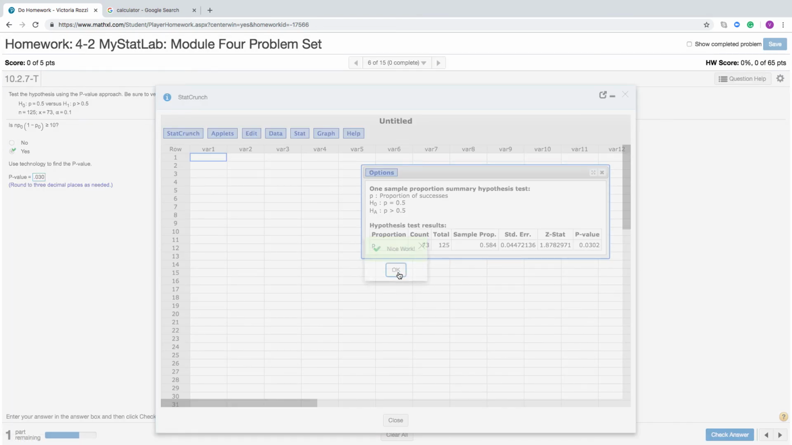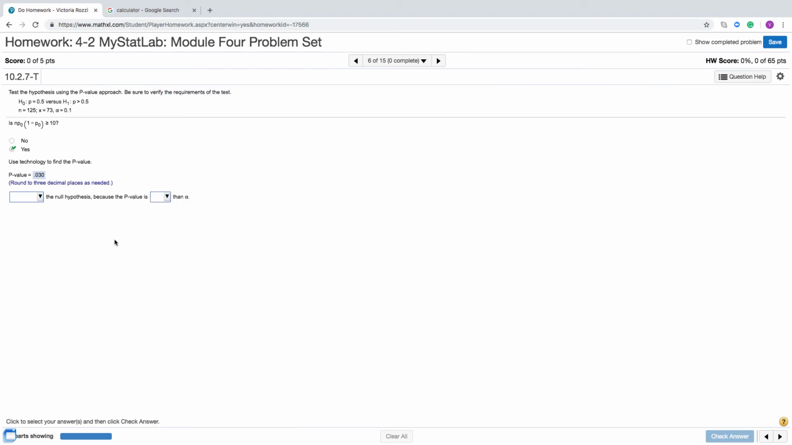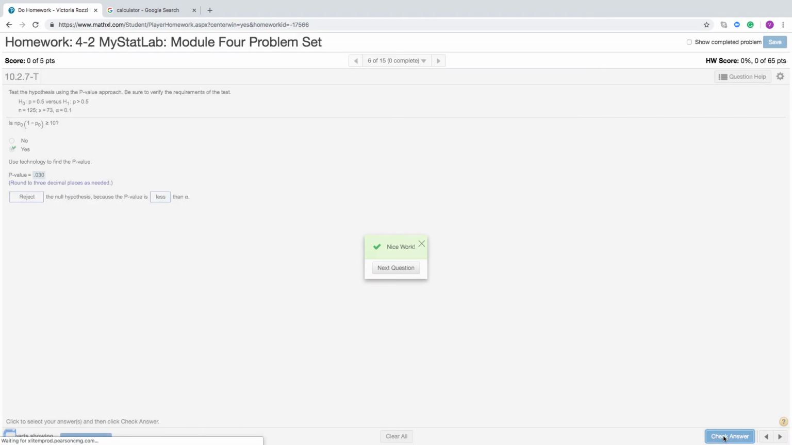So I'm getting that, and then we have to decide what to do. Again, if p is low, the null must go. Is 0.03 less than alpha, which is 0.1? Yes, it is. So in my case, and it may be different for you, I'm going to reject the null hypothesis because the p-value is less than alpha. And I believe that's the end of my problem.